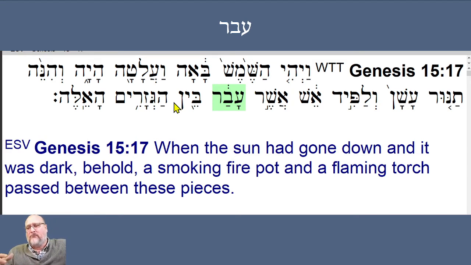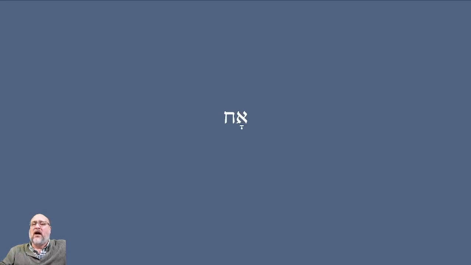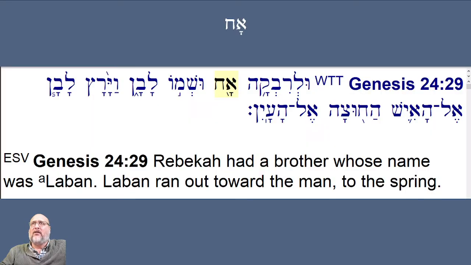And this perhaps is foreshadowing God as a pillar of cloud. This is teasing us into asking, why is God the one walking between the pieces? I thought it was the inferior person in the covenant, and yet God seems to be doing all of it. So interesting verse, and it has our word avar, pass through.